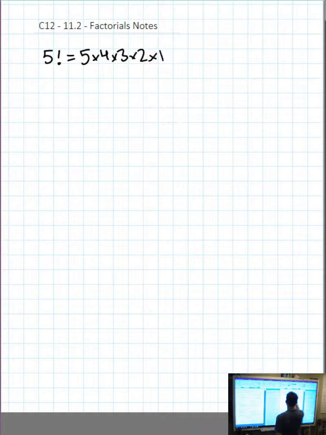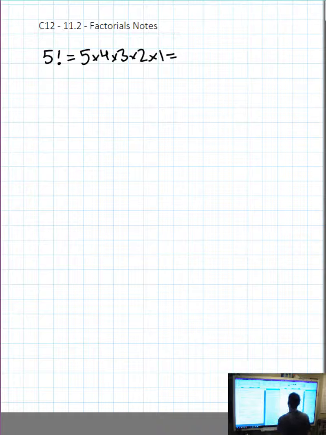Okay, let's look at the definition of a factorial, or an exclamation mark. Factorial: the product of the consecutive numbers from n to 1. Let's see some examples. So, 5 exclamation mark. What does that mean? Well, it means that number times every number below it till you get to 1. So 5 times 4 times 3 times 2 times 1.